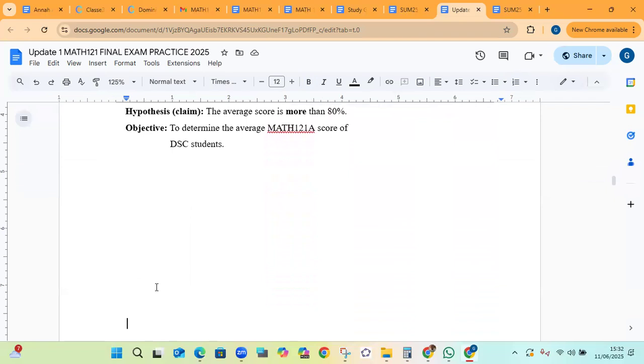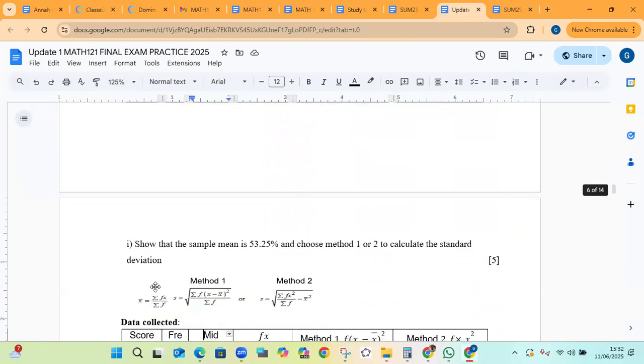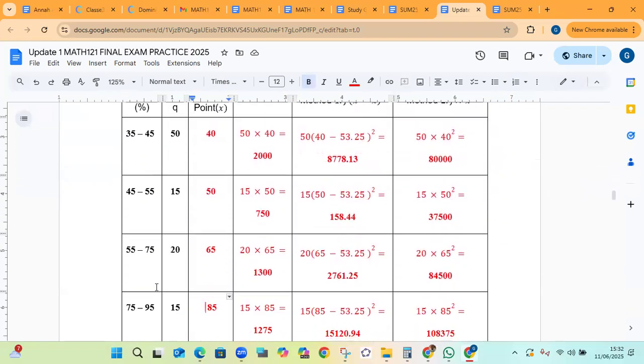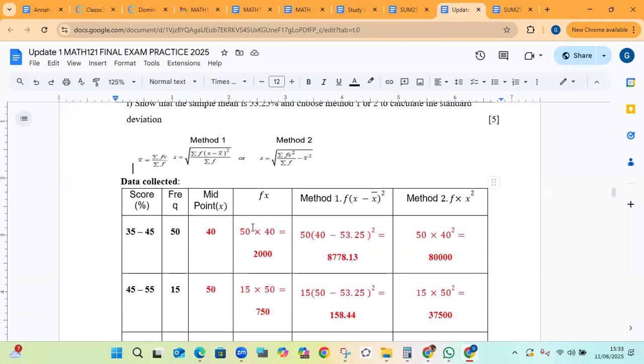Then lower down, you will be completing a table like this. Those of us who have done test B will be familiar with this table. You will be repeating such a question in the final exam. So you can use this information, do it again.